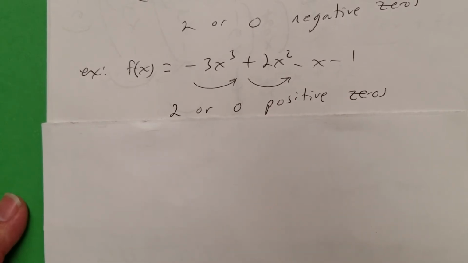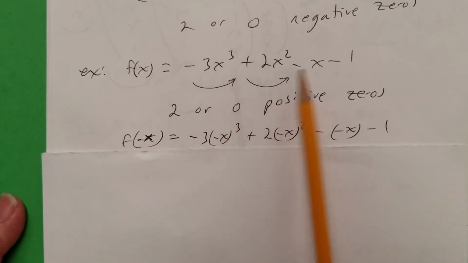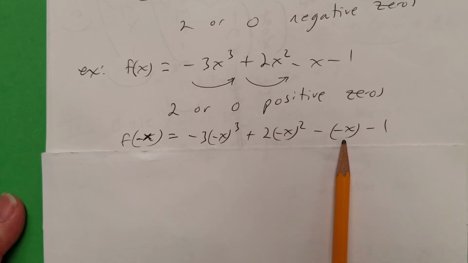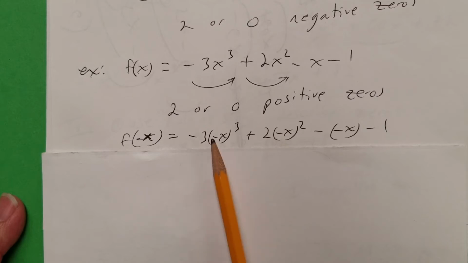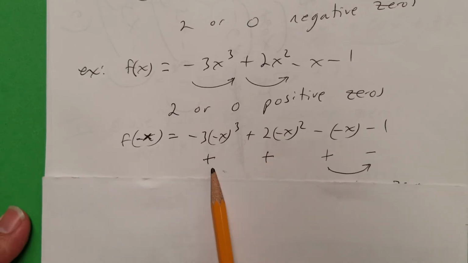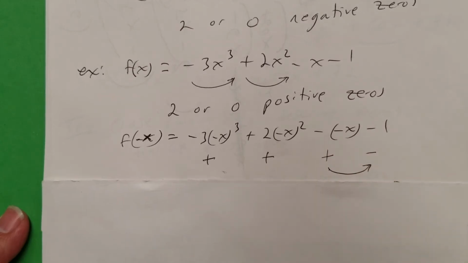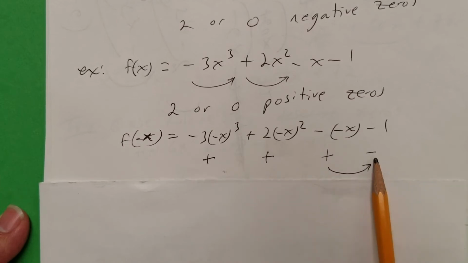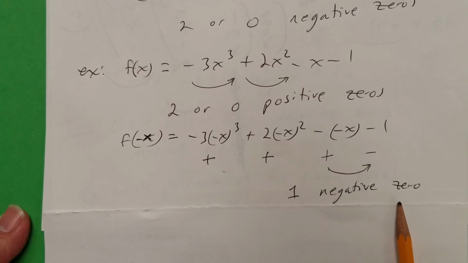What about, does it have any negative zeros? Well, let's plug in negative x, right? Plug in negative x. There it is. Now you got to be good with signs. So negative, negative, negative, negative is positive. Negative, negative, positive is positive, right? Negative, negative is positive. And then negative, negative is positive, and this is negative. So what do we have? Just one switch. One switch. So that means 1 negative zero.